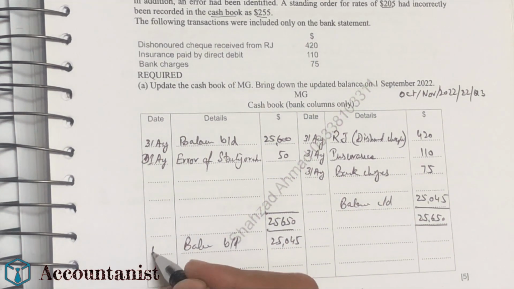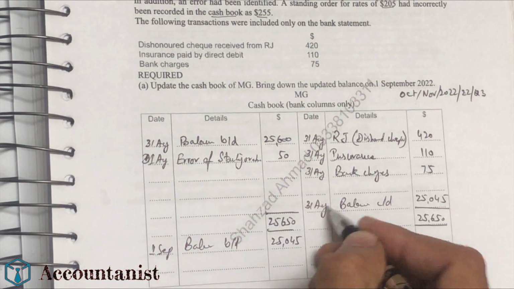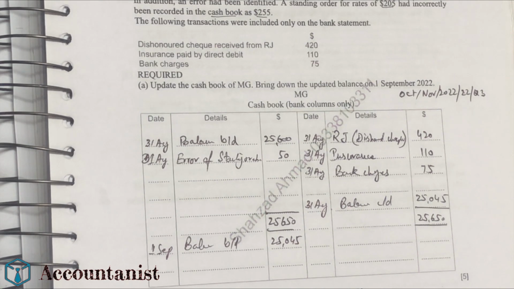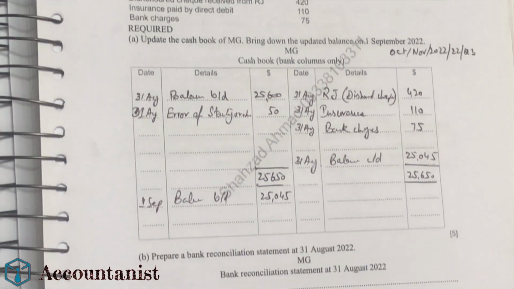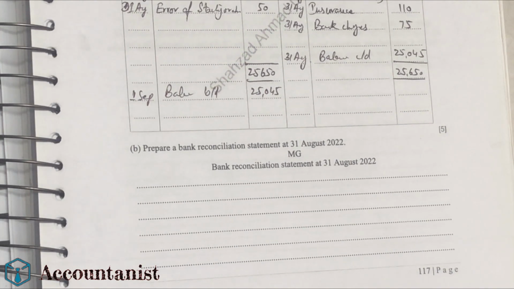This will come up on 1st of September, and it will be here on 31st of August. So that's the first portion, requirement A: we have the updated cash book balance. Now if we move on to requirement B, it says prepare the bank reconciliation statement.